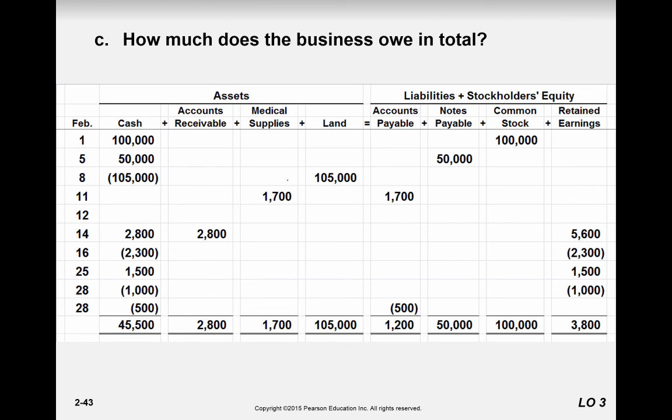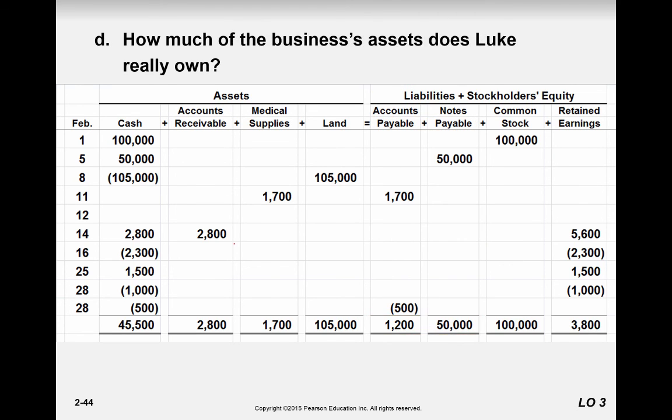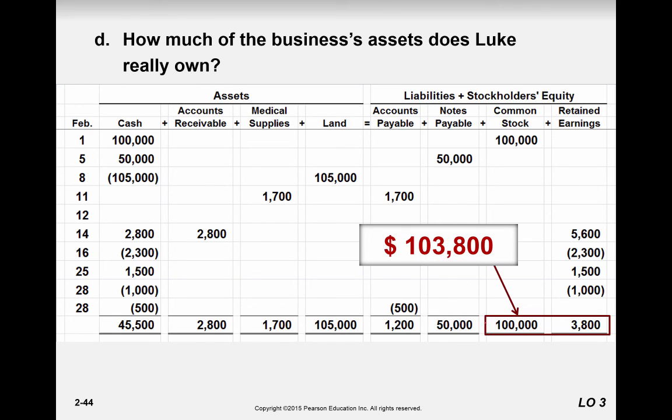And how much does the business owe in total is both of these amounts, right? So they owe accounts payable and notes payable. Once you see the word payable, that usually signals a liability. So in this case, most students would get confused and just say accounts payable and forget about notes payable. Both of those are what we owe. And what do we own? How much do we truly own of the assets of the entity? And here we see it's $103.8, right?